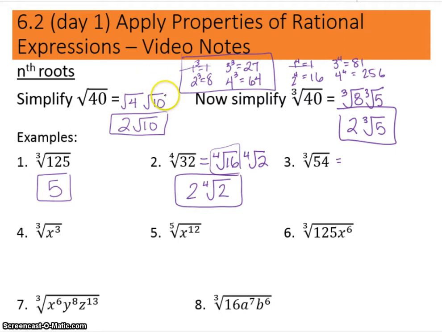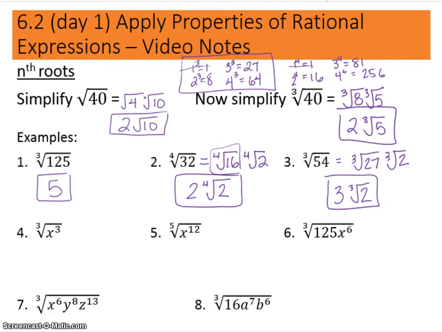Okay, so how many times does 27 go into 54? And it goes in twice. So we're going to split this into the cube root of 27 times the cube root of 2, because 27 times 2 is 54. Why did we pick 27? Because that's one of our perfect cubes. What is the cube root of 27? Well, that would be 3. So this is 3 cube root 2.